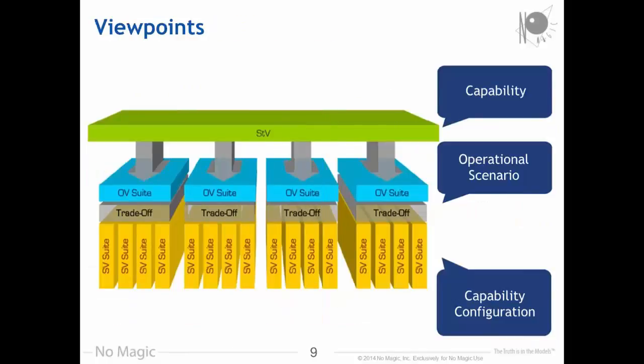So, here we have our architecture framework viewpoints that fit together. First, we start from defining concepts and their capabilities. We define from one to many scenarios how we expect our system to work and how it interacts with the environment. And finally, we provide multiple designs for each scenario. Then we perform trade-offs to pick the best alternative.